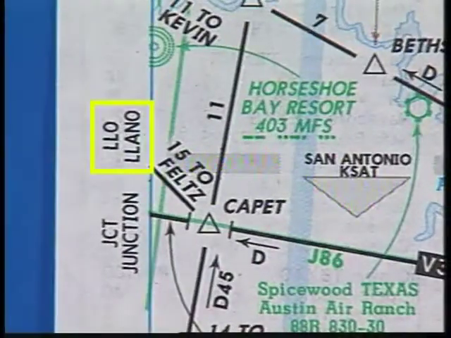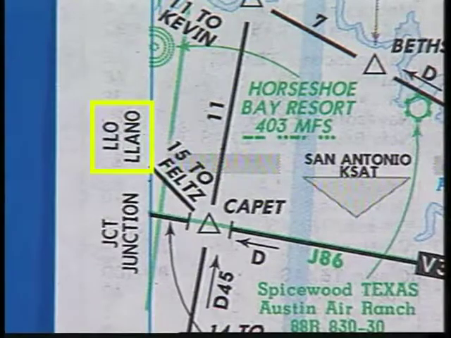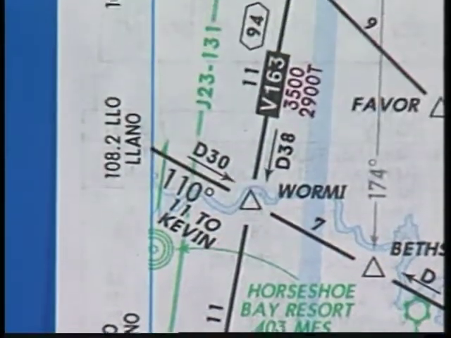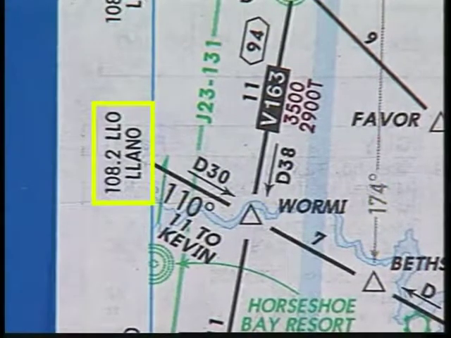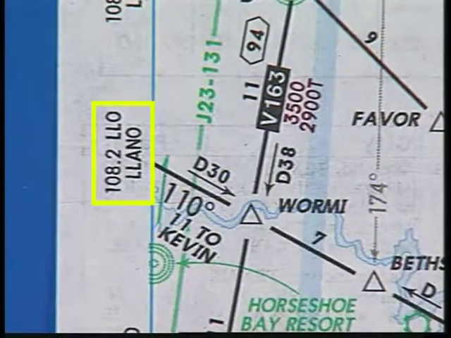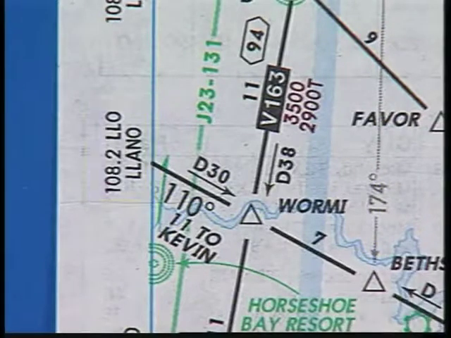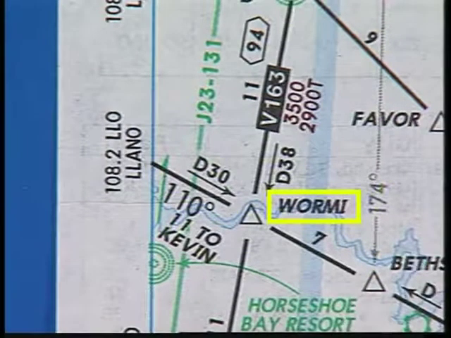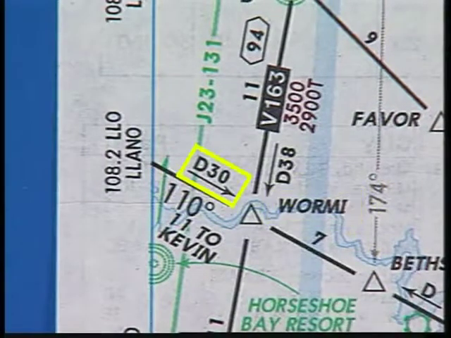Where the NavAid forming an airway is located off the chart, its name is shown along the edge. When the NavAid helps form an intersection along the airway, or the changeover point occurs on the chart you're using, the NavAid's frequency and identifier are also shown. For example, Wormy intersection can be identified by the 30 DME from Llano VORTAC along the 110-degree radial.